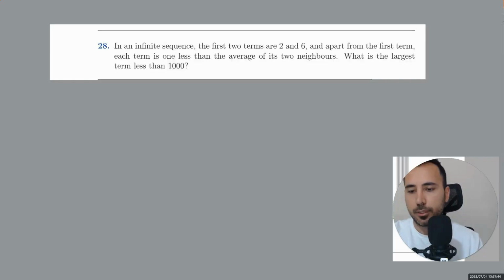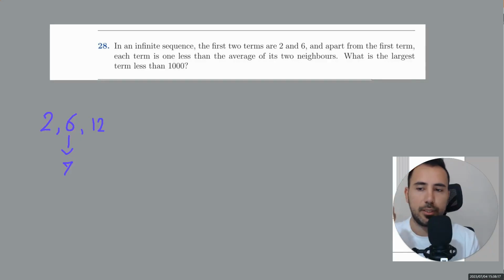Okay, let's just write some of them. We know that the first one is 2, the next one is 6, and the third one is 1 less than the average of 2 and the other number. So the average of these two numbers is 7. So the sum of them has to be 14. 14 minus 2 is 12.